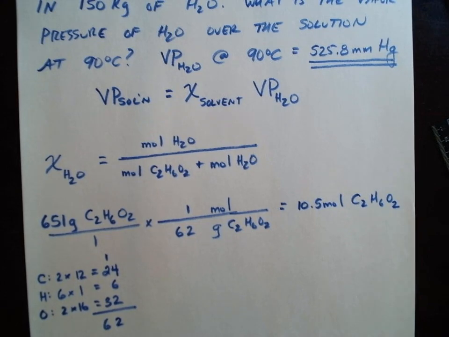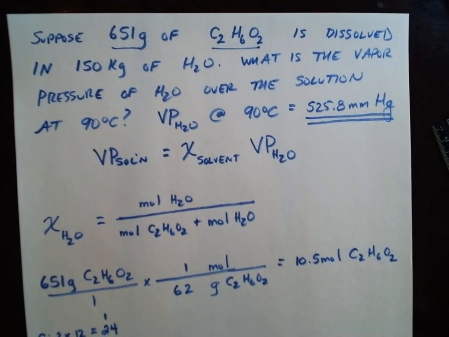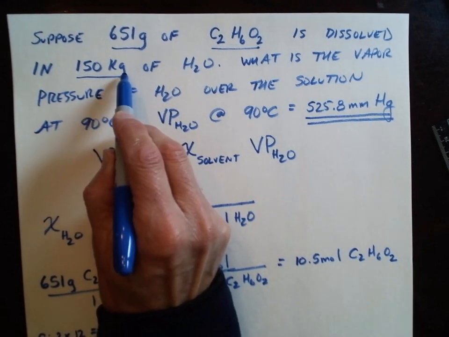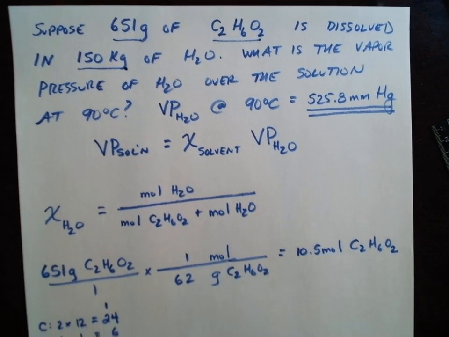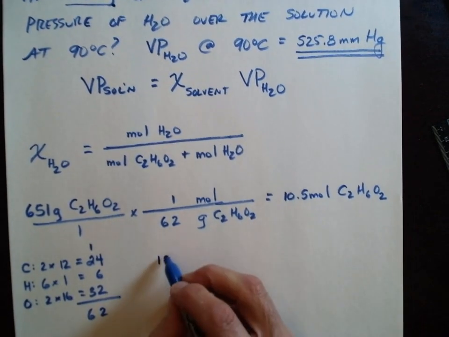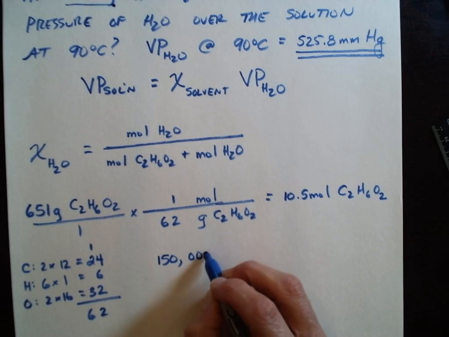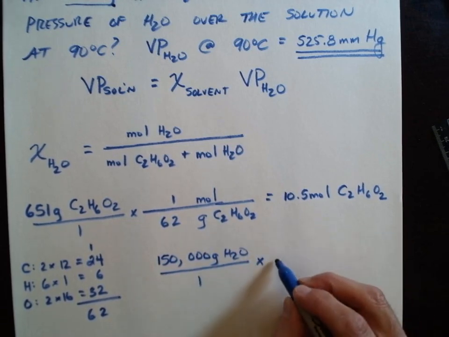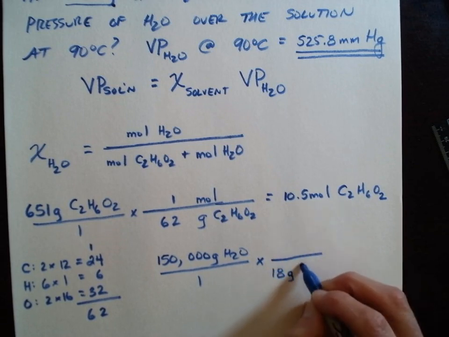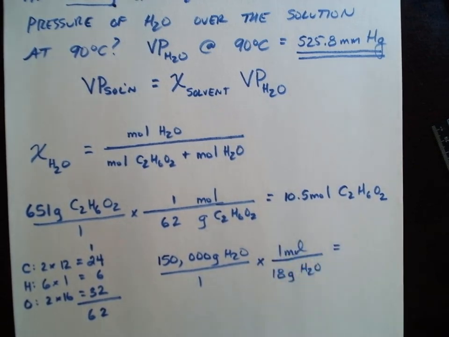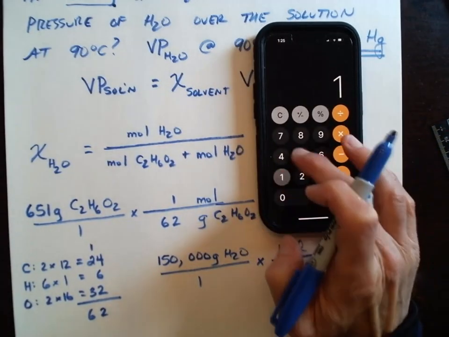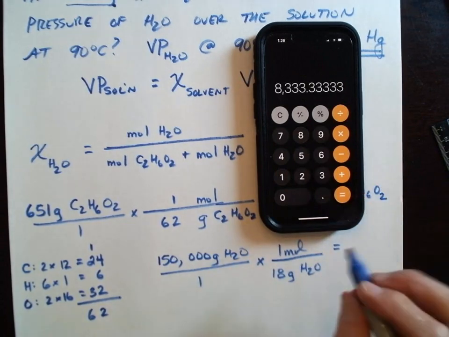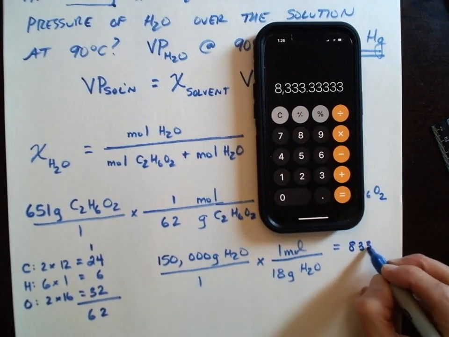Now we'll do the same thing with water. How much water is in the solution? 150 kilograms, which you better recognize, that's 150,000 grams. So we're going to take 150,000 grams of water. That's a lot. And we're going to end up dividing that by 18 grams of water in a mole of water. So we take 150,000, divide that by 18, and we get 8,333.